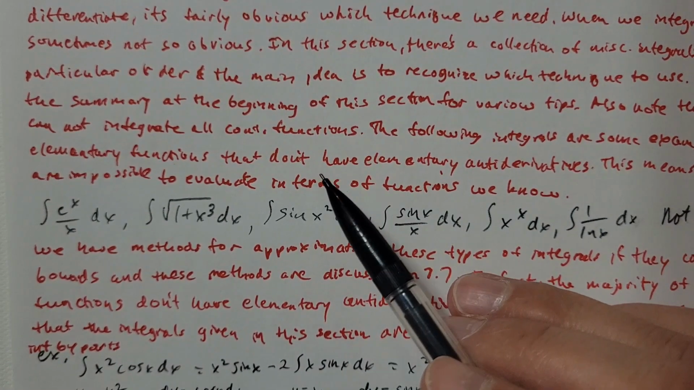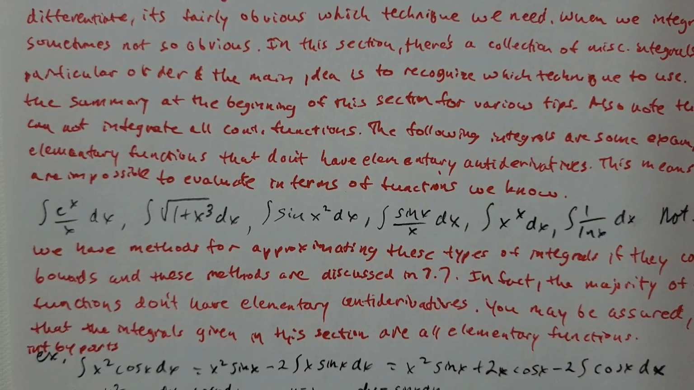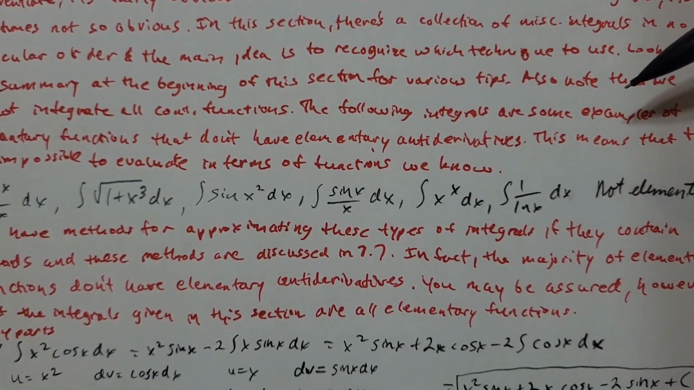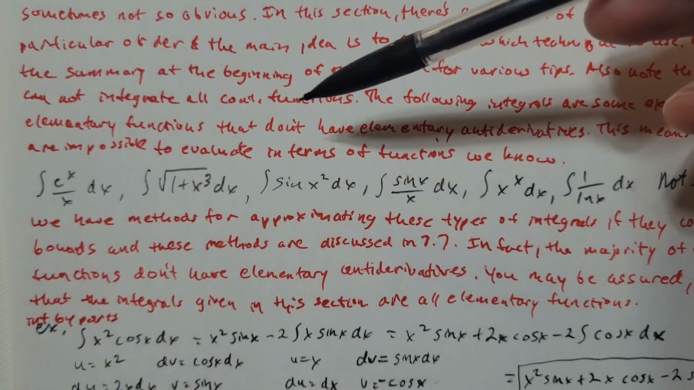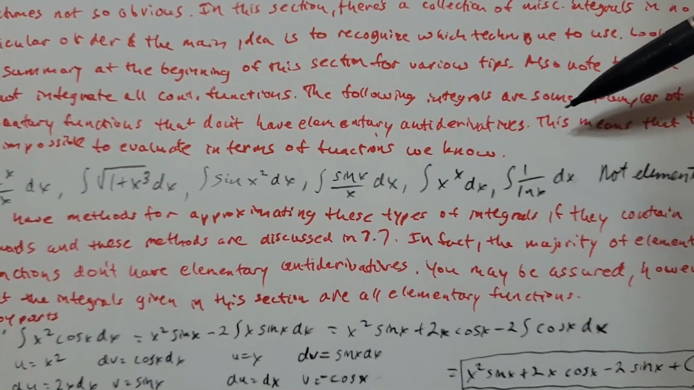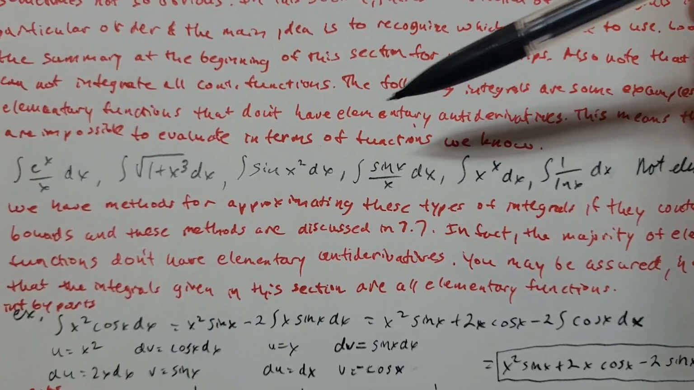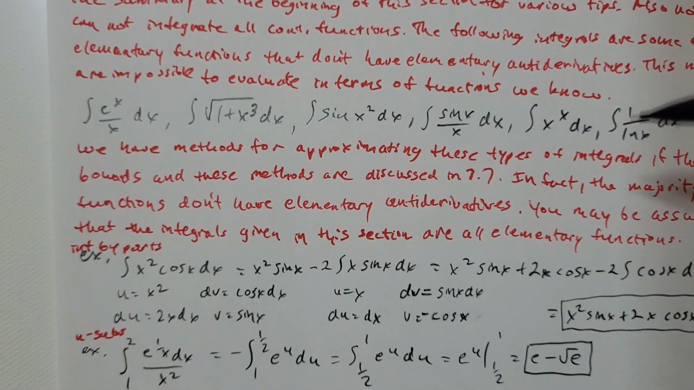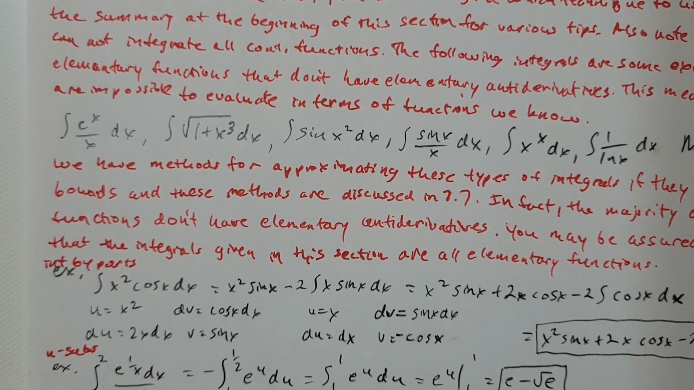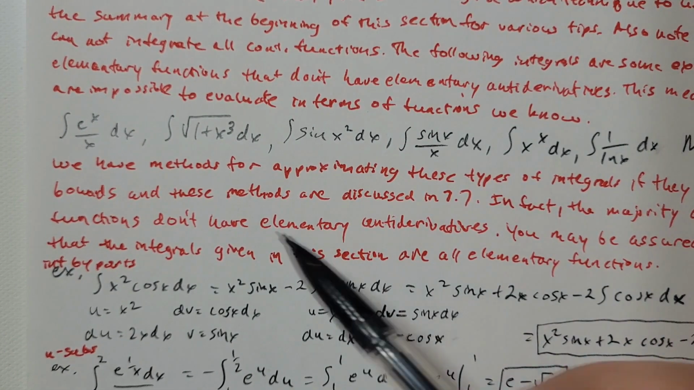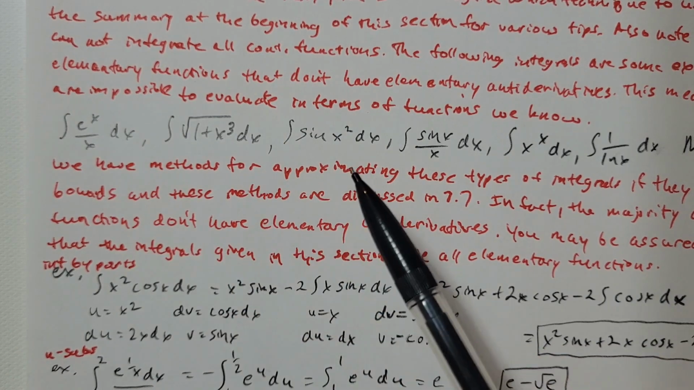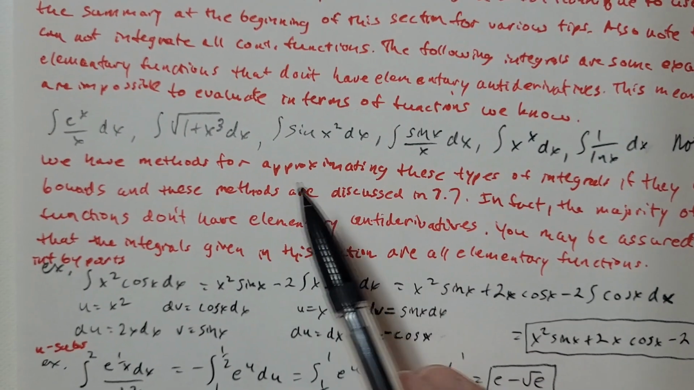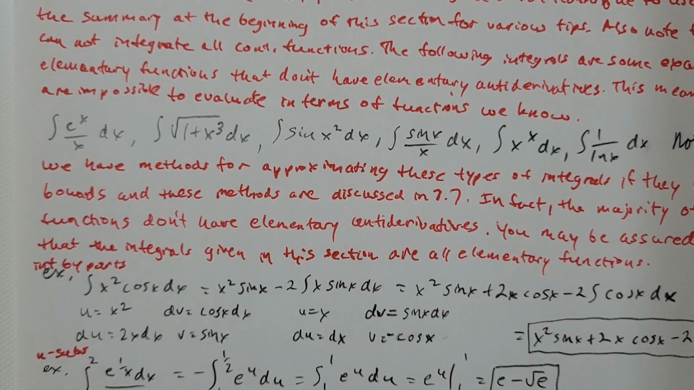Also note that we cannot integrate all continuous functions. The following integrals are some examples of elementary functions that do not have elementary antiderivatives. This means that they are impossible to evaluate in terms of functions that we know. It doesn't have to be some super complicated integrand. All these functions that I've got written here are impossible to do. There's no way to do them.